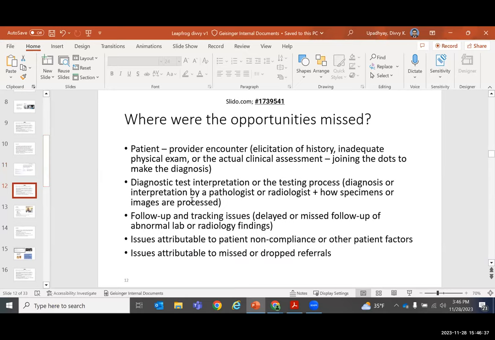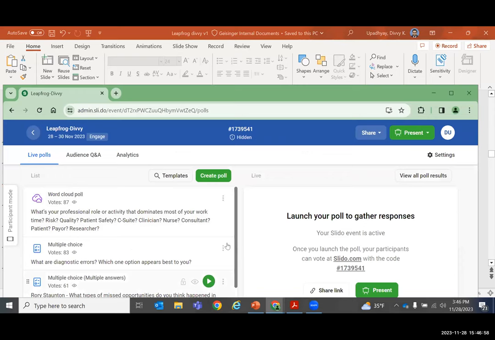So let's take a moment here again. Remember these categories: the patient-provider encounter, where there is history, physical exam, and the diagnosis. Then there's diagnostic test interpretation. Then there's follow-up and tracking. There are patient factors, and then there are referrals. So I'll quickly activate that question and let's see where that leads.